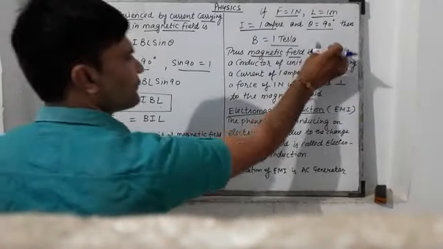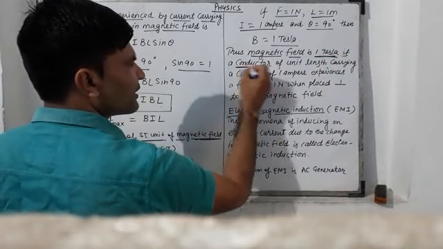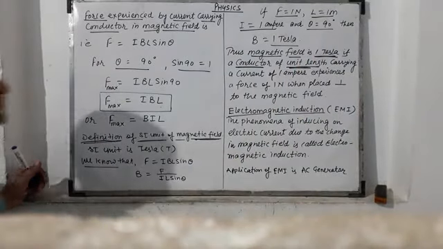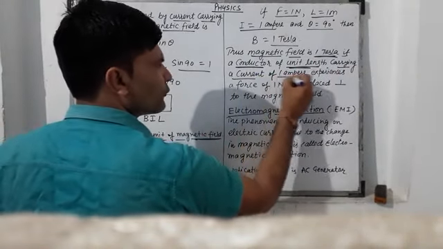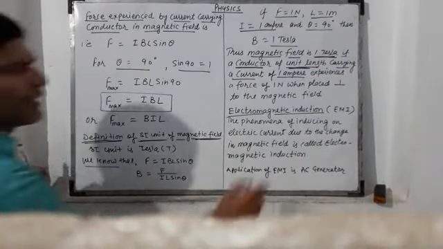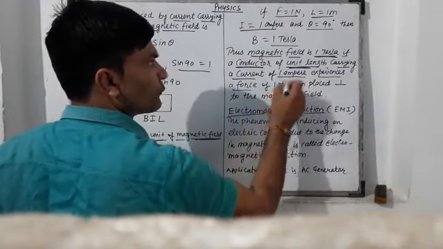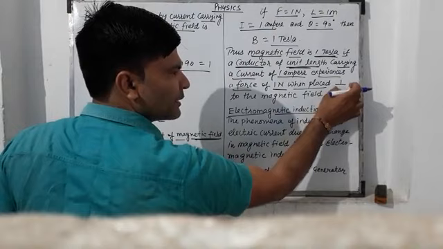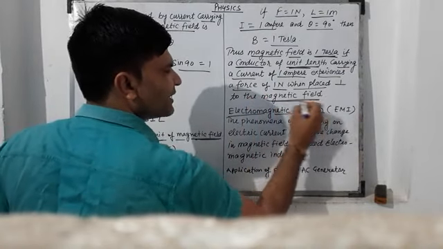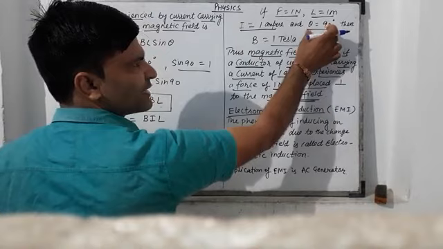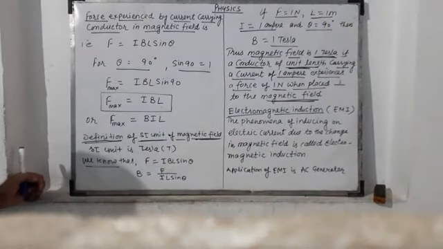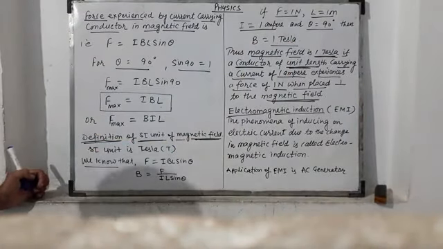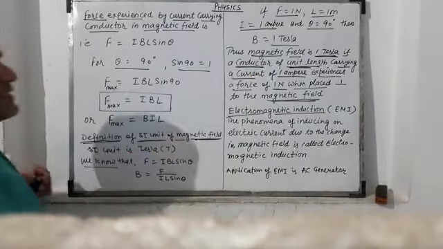Magnetic field is 1 Tesla if a conductor of unit length, which means L is equal to 1 meter, carrying a current of 1 ampere, experiences a force of 1 Newton when placed perpendicular to the magnetic field. Perpendicular means theta is equal to 90 degrees. Then the magnetic field is 1 Tesla. This is the definition of 1 Tesla.